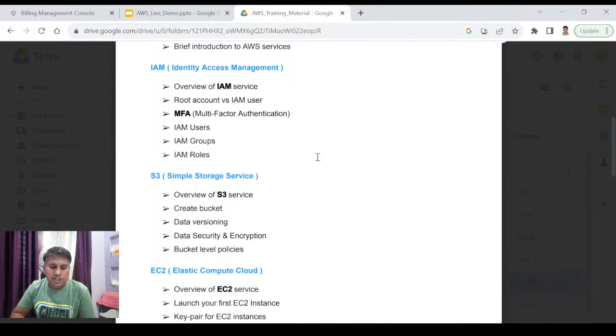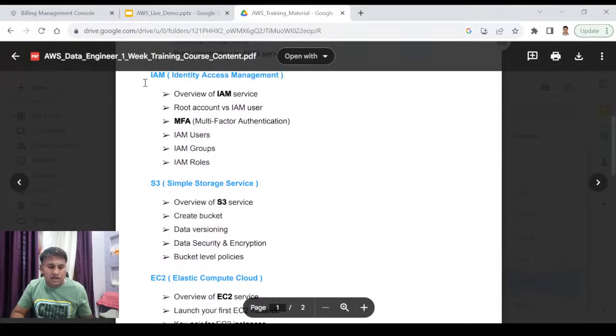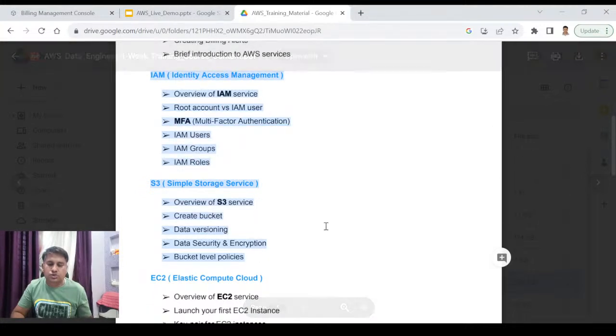Tomorrow we'll be covering these two topics: IAM, that is Identity Access Management, and S3, that is the storage service in AWS. These two services I will be covering in tomorrow's class. Tomorrow there won't be any PPT, there won't be any slides. This will be completely about showing the things practically on my trial account.